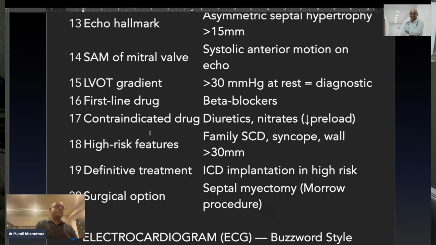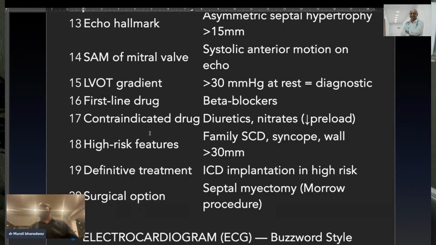Because it is autosomal dominant. I know one family of HOCM in Secunderabad. The whole family has HOCM. Their son lives in America. Family history of sudden cardiac death. If there is any syncope in HOCM, or if the wall size is more than 30 mm, they're all indications.